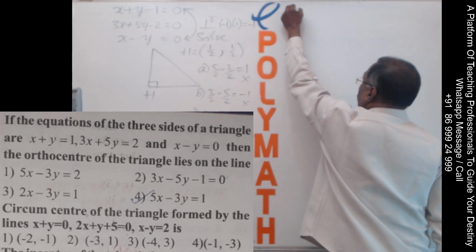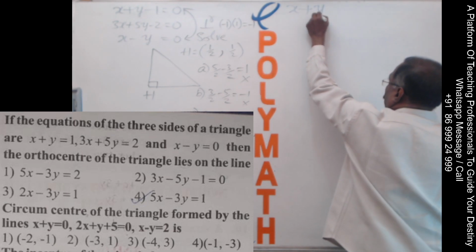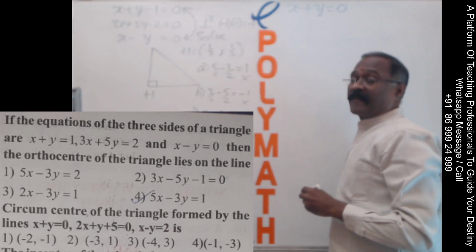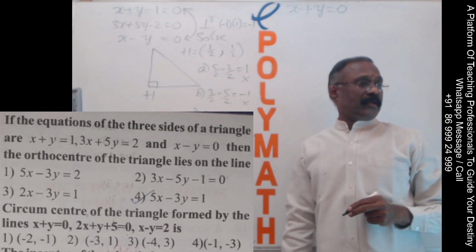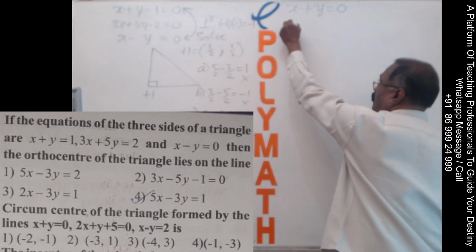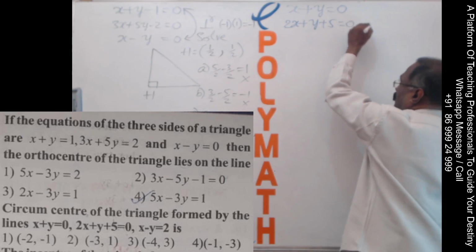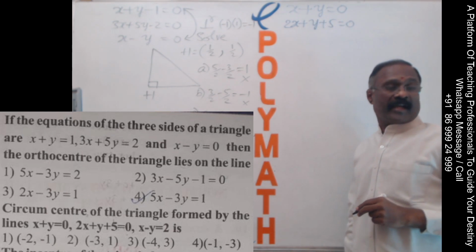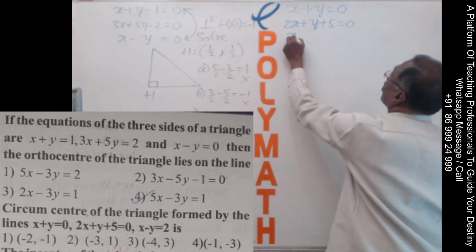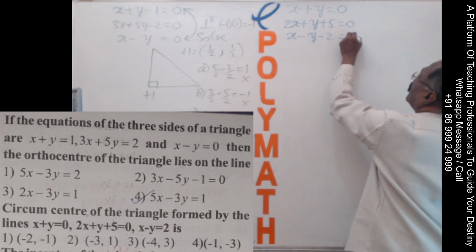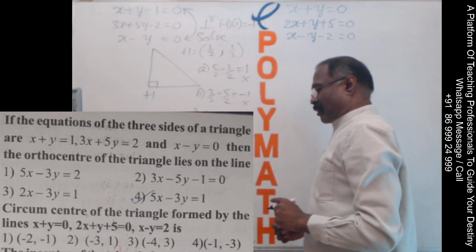One is x plus y is equal to 0. The other one is 2x plus y plus 5 equal to 0. And the third one is x minus y minus 2 equal to 0. You have to find out the circumcenter of this.